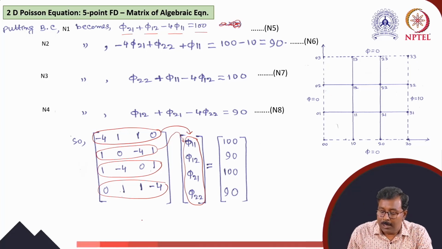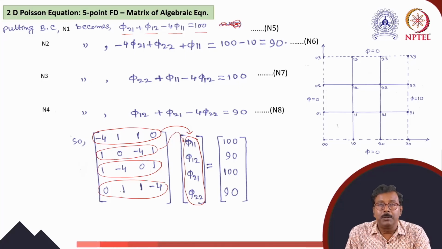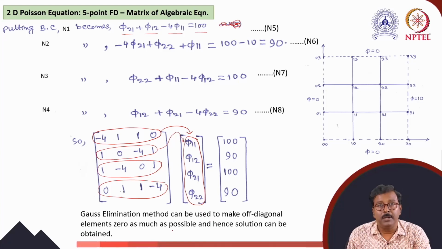Now this system can be solved by the Gauss elimination method. In Gauss elimination, your target is first to reduce the off-diagonal elements to 0 as much as possible, so then the solution will be easy, just like the solutions we have done with elimination and other techniques. In this way you can find the values of these 4 interior unknowns, phi 1 1, phi 1 2, phi 2 1, phi 2 2. So this is the method.